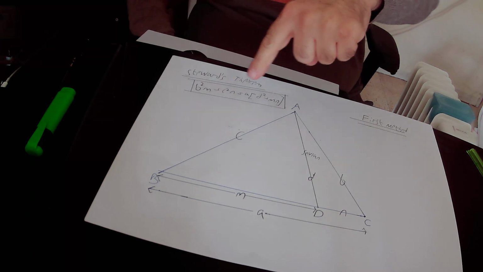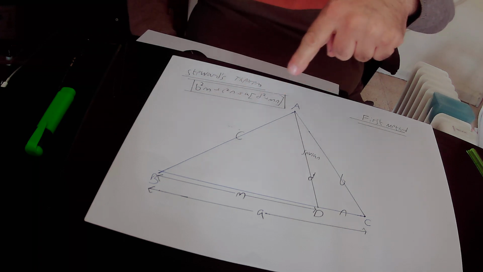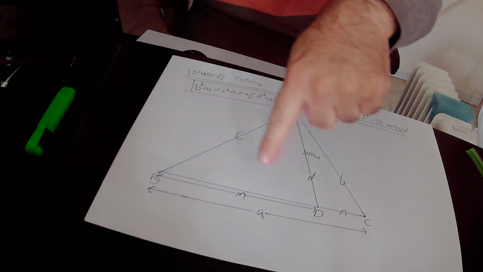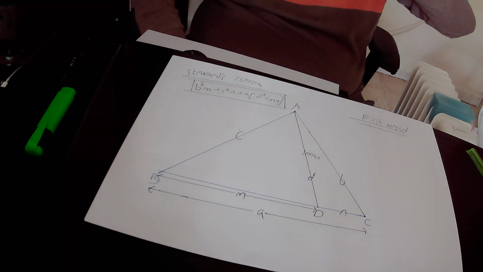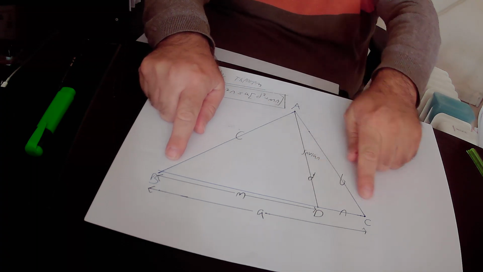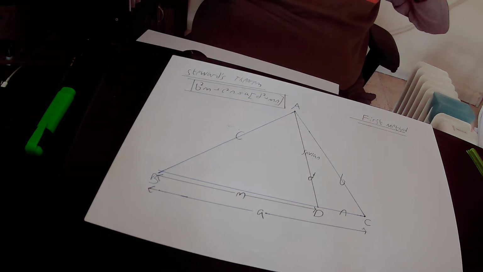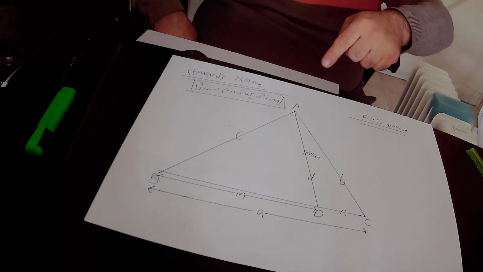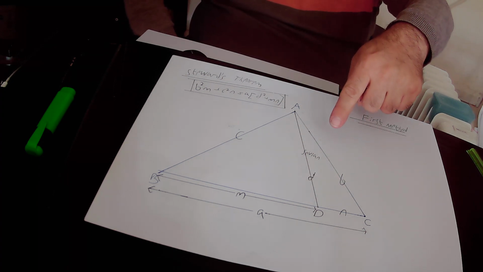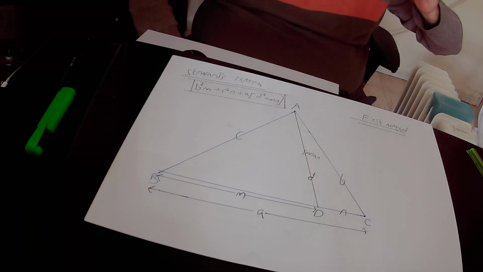Here we have triangle ABC. The length of side AB is c, the length of side AC is b, and the length of side BC is a. Also note that the length of line segment BD is m units, and the length of line segment DC is n units, and the cevian in this triangle ABC is line segment AD. And the length of this cevian is d units. Okay?